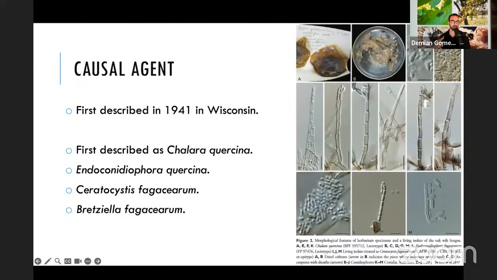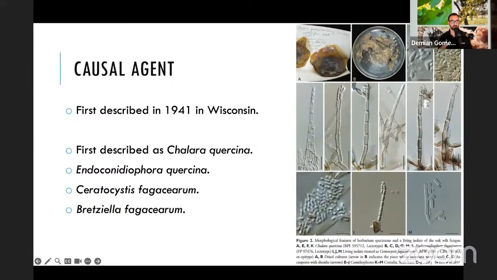So this fungus, after it was first described as the species Endoconidiophora quercina, actually changed names a few times, right? And if you look back in the literature, the bulk of the information that we know for this fungus is actually under the name of Ceratocystis fagacearum.